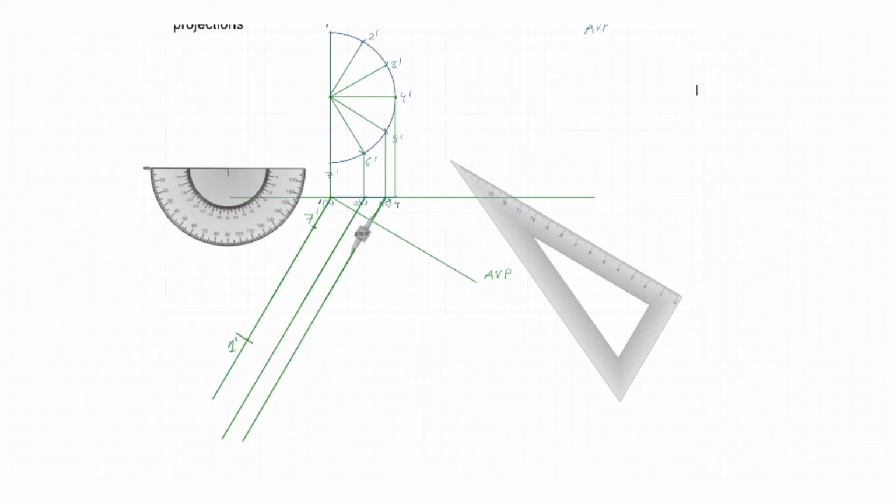Similarly, for the location of points 2 and 6, we will place the compass here. This is the location of point 2. We will keep the compass here and rotate it to get the location of 2 dash. Now we will keep the compass here to get the location of point 3 dash. Then I will keep it here to get the location of point 6 dash. So this will be point 6 dash, this will be 2 dash, and this will be 3 dash. Now the next point would be 5 dash.